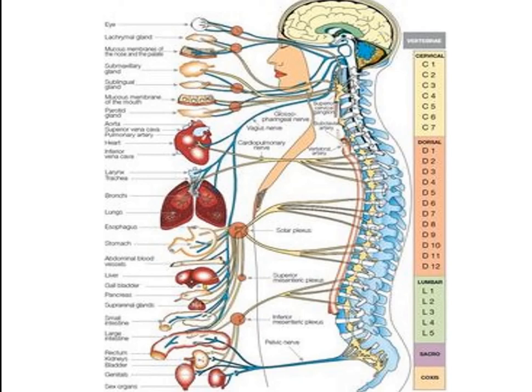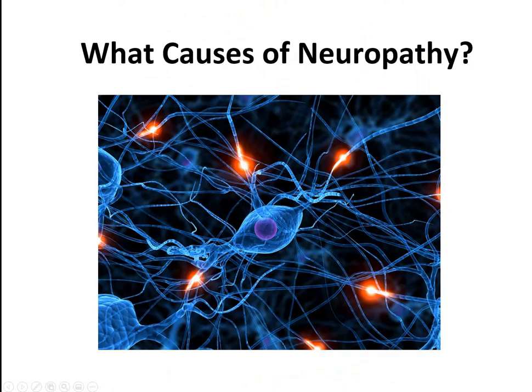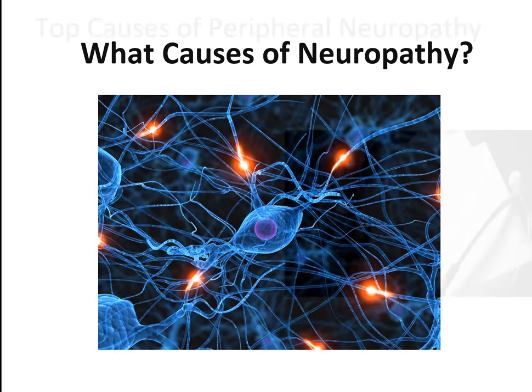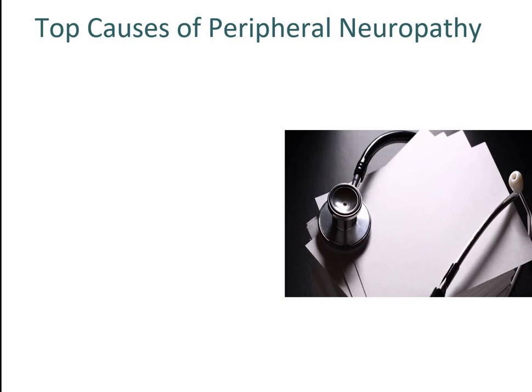Just like the tip of the iceberg is 10% of the iceberg, only 10% of those nerves actually feel pain. The rest of the 90% are all controlling what you're seeing right here. So what are some of the most common causes of neuropathy? Well, there's actually quite a few.